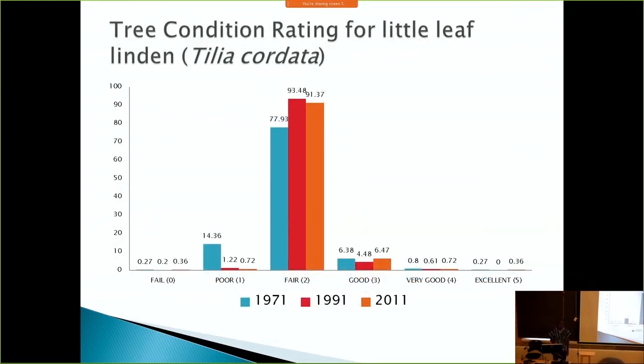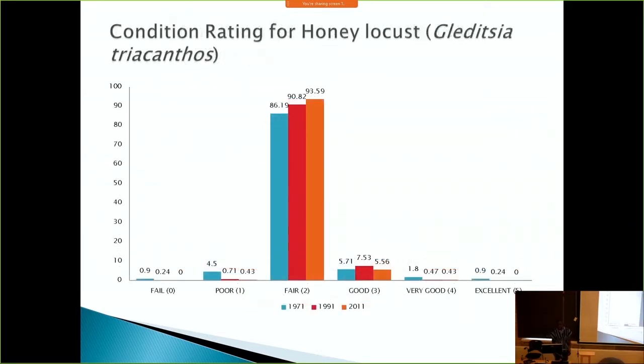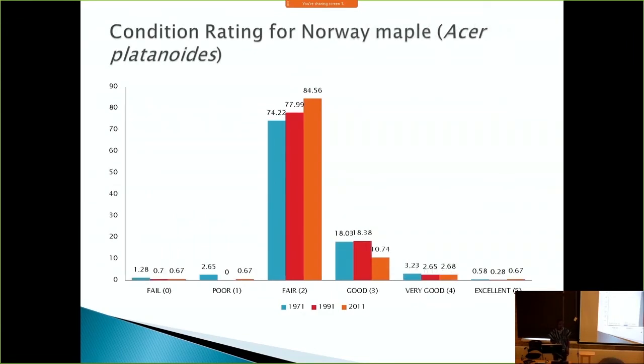So we also identified a tree condition rating for the dominant species in the residential areas that were selected. With regards to little leaf linden, for instance, we realized that 93% fall within the fair rating as well. A similar rating was also identified on honey locust and Norway maple.